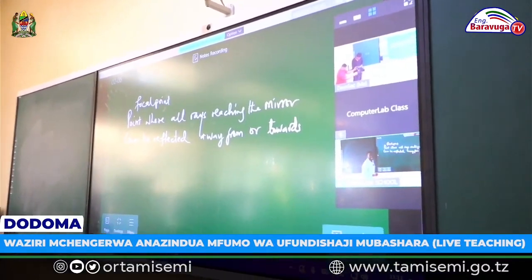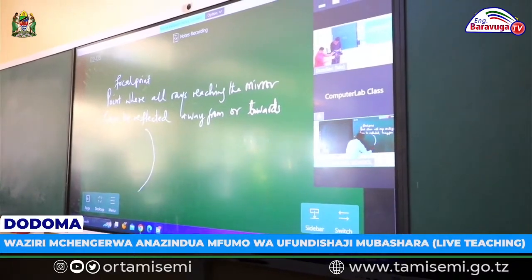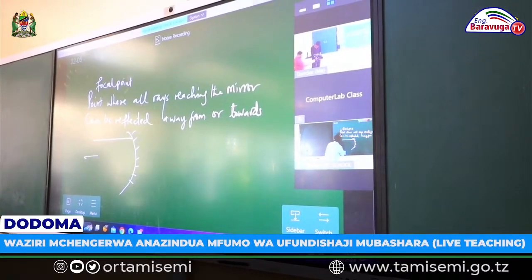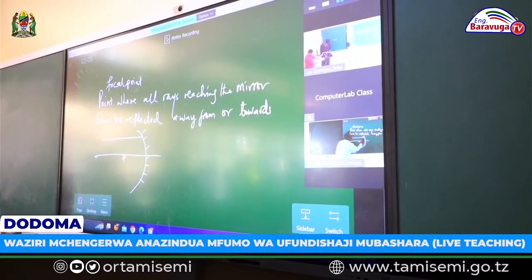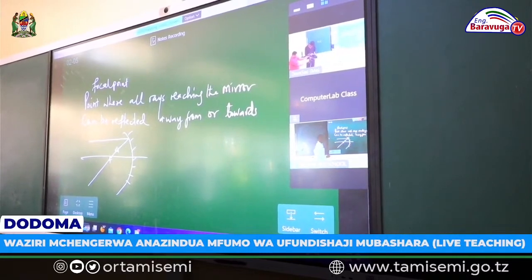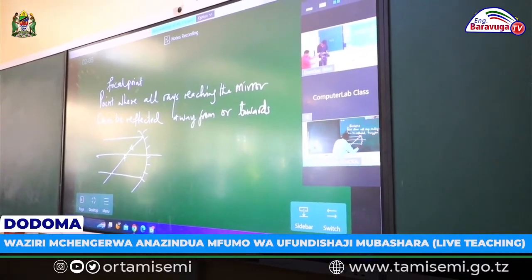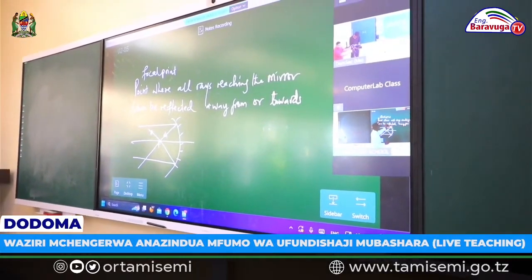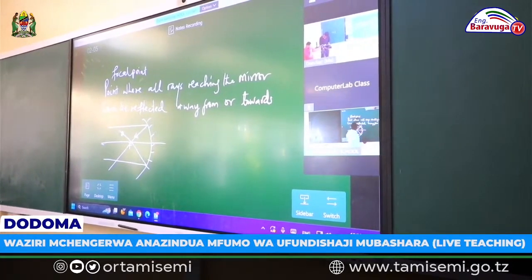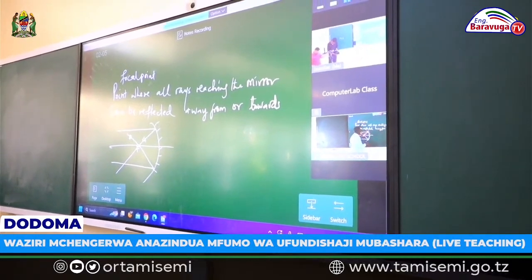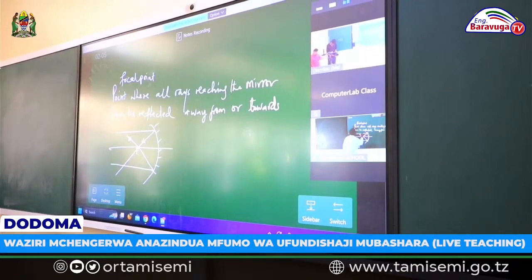So our definition here tells us that if you have a concept like this, then light falling on it must pass through the focal point after reaching the mirror. That's why we say that a focal point is the point where rays reaching the mirror can be reflected away or towards. This is to talk about being reflected towards.